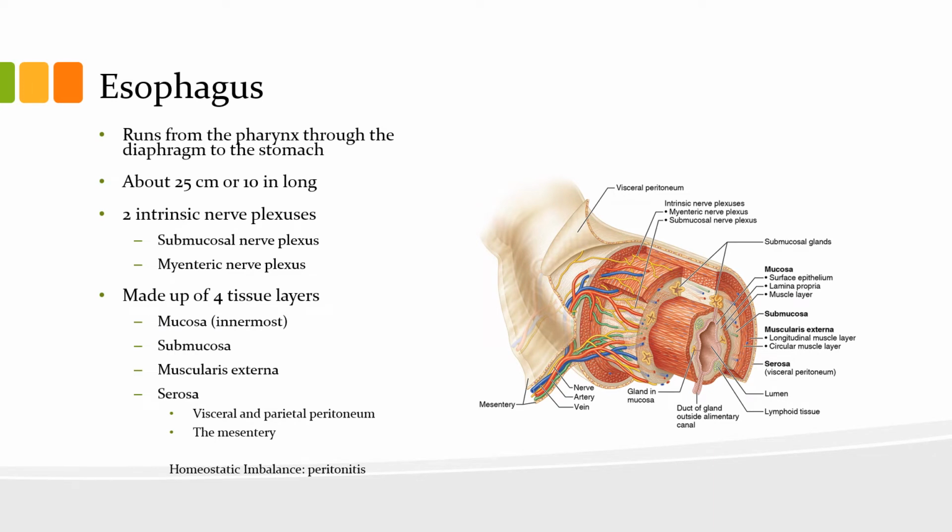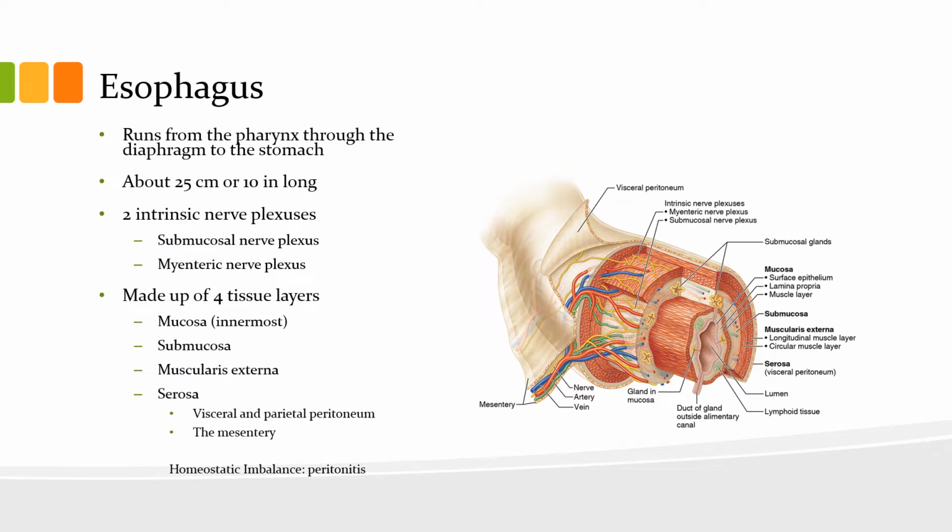Then we have the esophagus, which runs from the pharynx through the diaphragm to the stomach. It's about 10 inches or 25 centimeters long, and it's a passageway for food via peristalsis, that propelling mechanism, to the stomach.